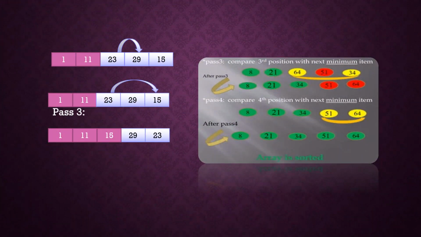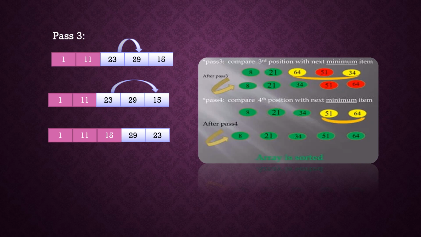And in pass 3, we will compare the third with the fourth. The value of the third element is 23 and the value of the fourth element is 29. Simply we will not change their position because 23 is smaller than 29. And in the second step the process will be the same as we compare 23 with 15. As we know that 23 is greater than 15, so we will swap their position with each other.